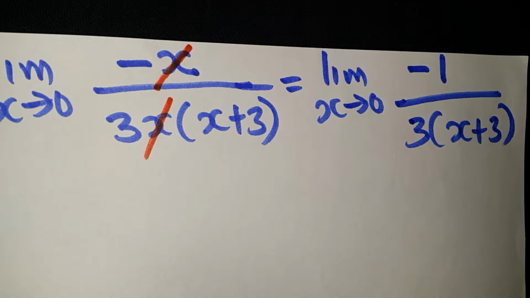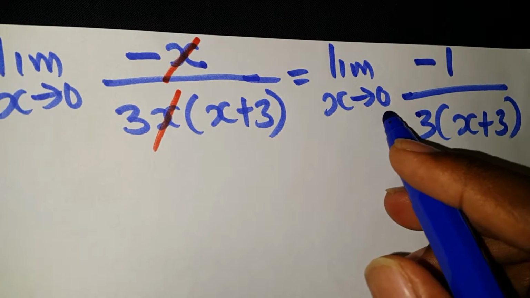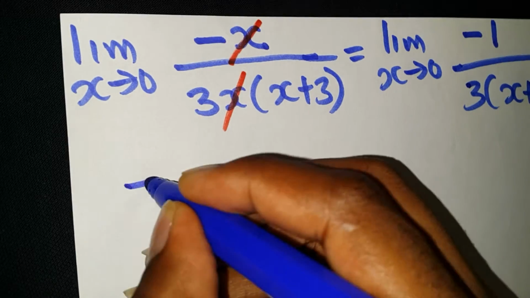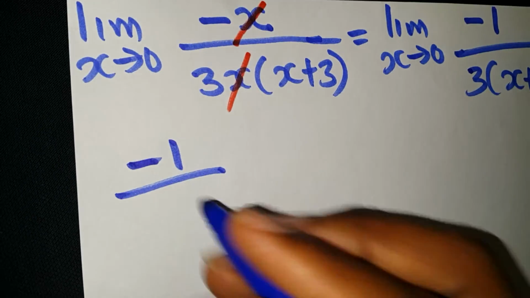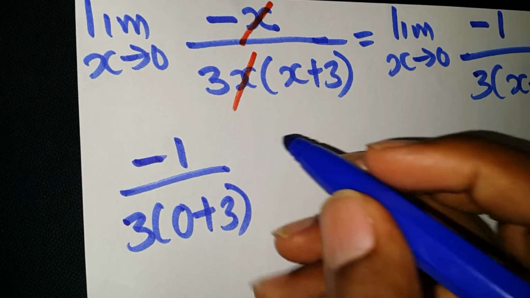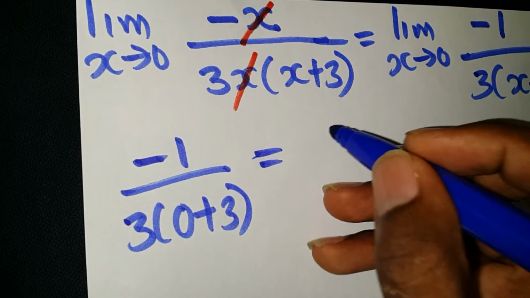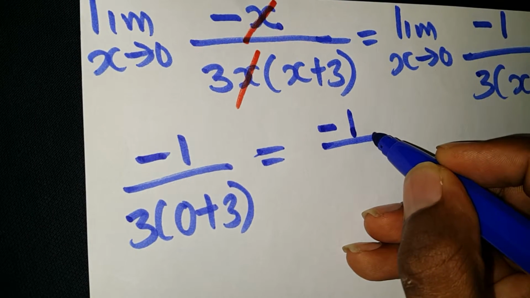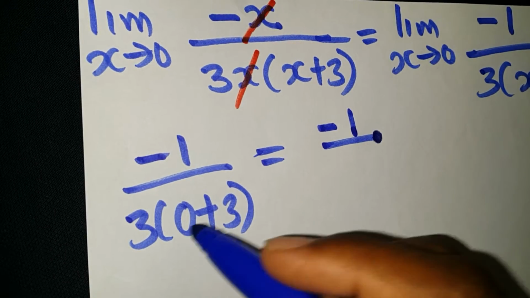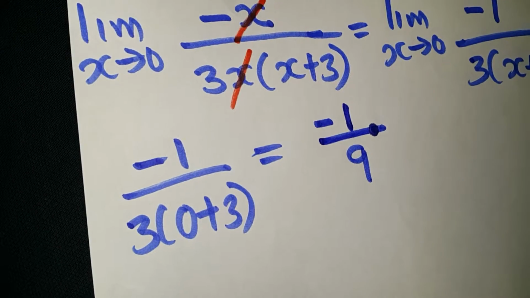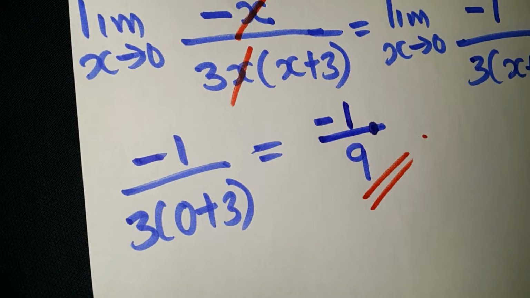So now we can plug in what x is tending to, which is 0. Let's put it in our function. Minus 1 divided by 3 times 0 plus 3, which will be equal to minus 1 divided by 9. So that is our answer for that limit.